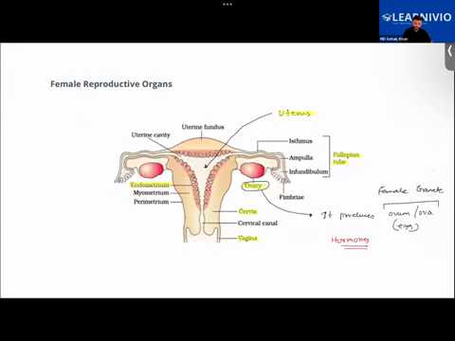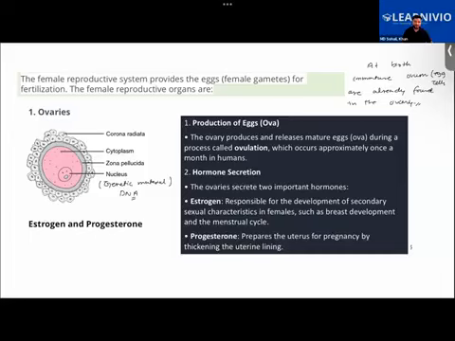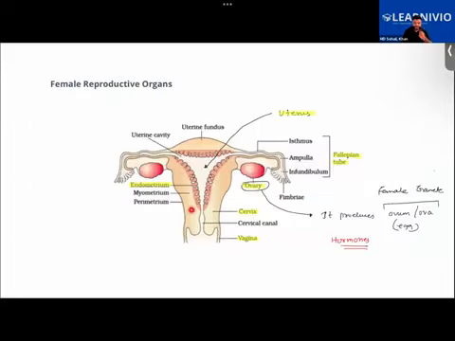Okay, basically what I'm saying is that the female reproductive system's main function is to provide the ovum, that is the egg cell or the female gamete, the female sex cell, which will later fuse with the sperm and participate in fertilization.